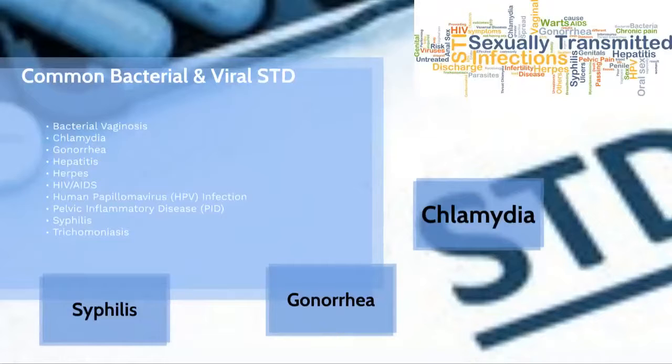So, what are some of the common bacterial and viral sexually transmitted diseases? There's bacterial vaginosis, chlamydia, gonorrhea, hepatitis, herpes, HIV/AIDS, human papillomavirus, HPV, pelvic inflammatory disease, PID, syphilis, and trichomonas.